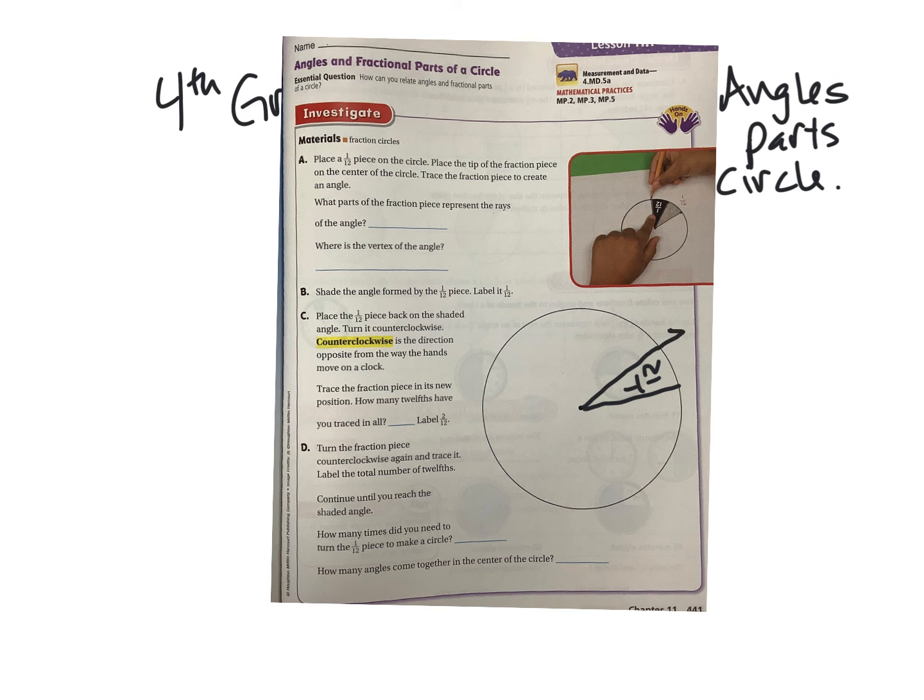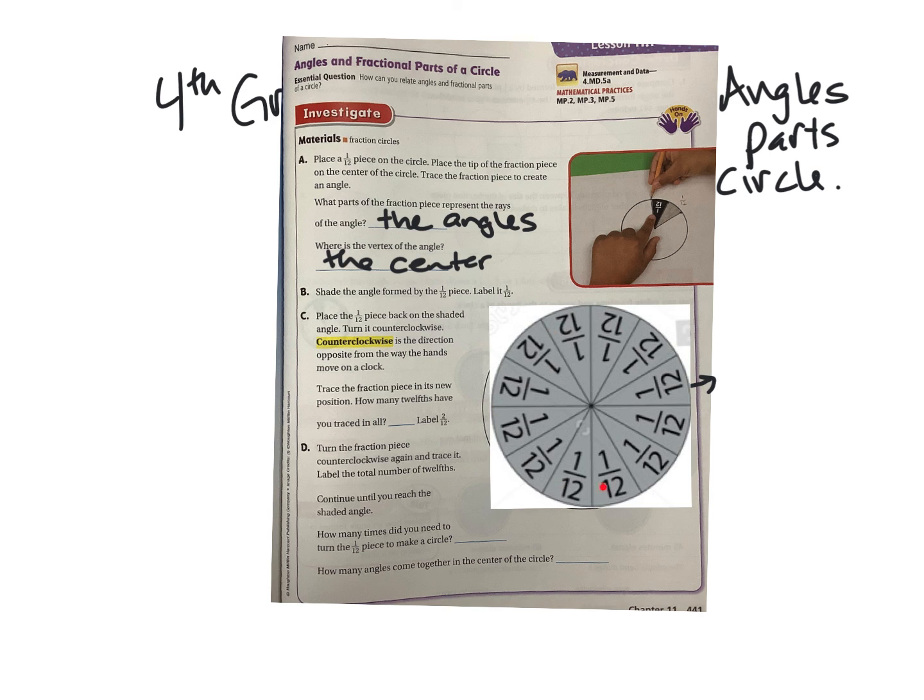The rays, remember, they stop on one side and they continue on and on the other side. And so this is the stopping point. So this is one ray, this is another ray, and the center of the circle is the vertex. And if I went ahead and put those 1/12 pieces all the way around and traced them or filled them in, it would look like this. All right, that's how that would look with 1/12, 1/12.